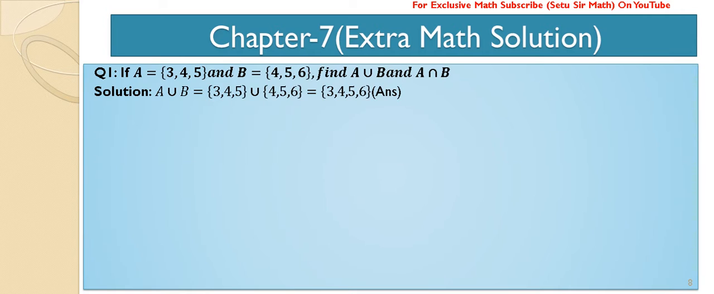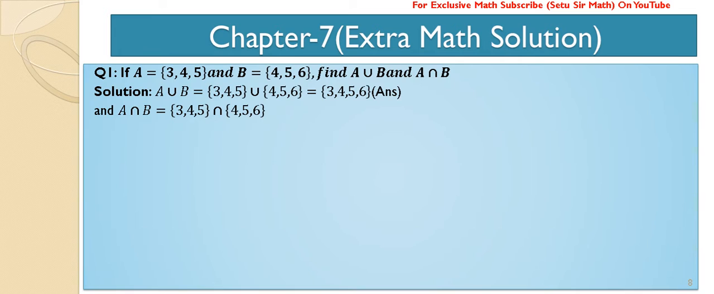So A union B equals {3, 4, 5} union {4, 5, 6} equals {3, 4, 5, 6}. This is the union. Already you have learned. That means we have to write down all the elements, but the common elements we have to write down only once. That means in here 4 and 4 is the common element, we will write down only once. 5 and 5 is the common element, we will write down only once.